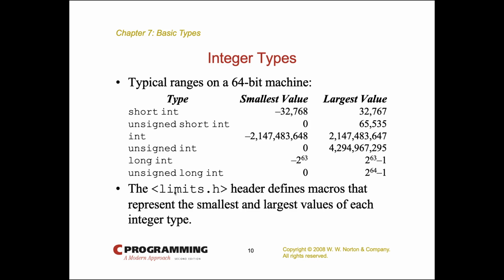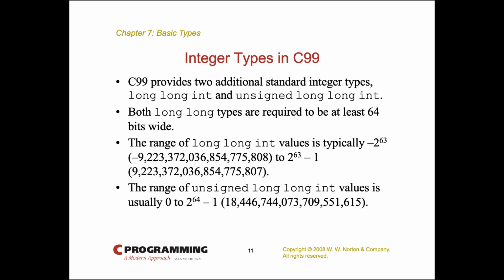The limits header file defines macros that represent the smallest and largest value of each integer data type. Okay. C99 is a C version, and C99 provides 2 additional standard integer types, like long int and unsigned long int. Okay.